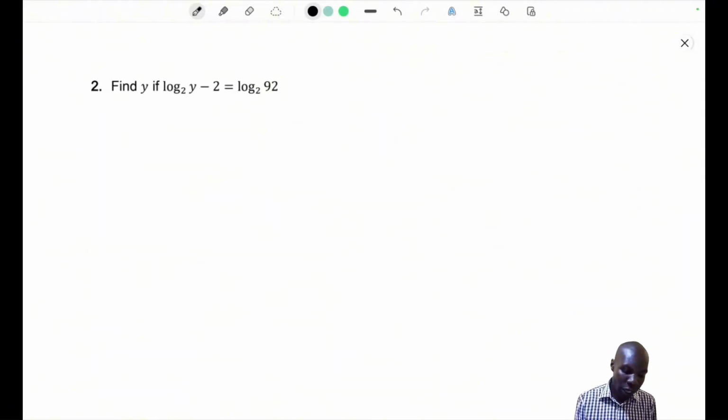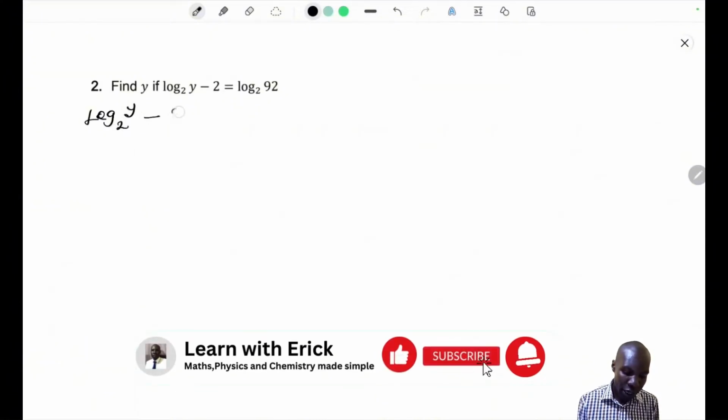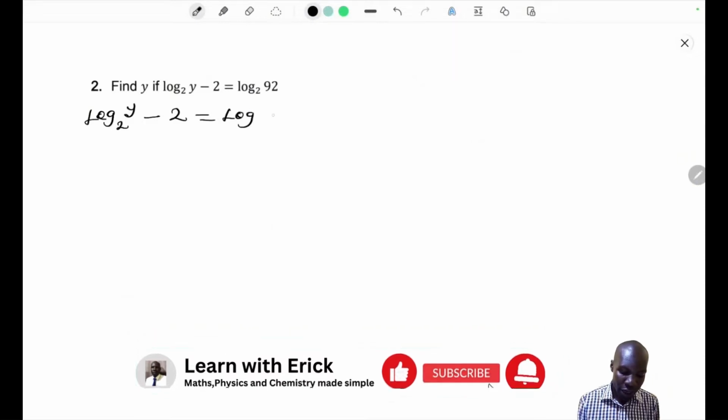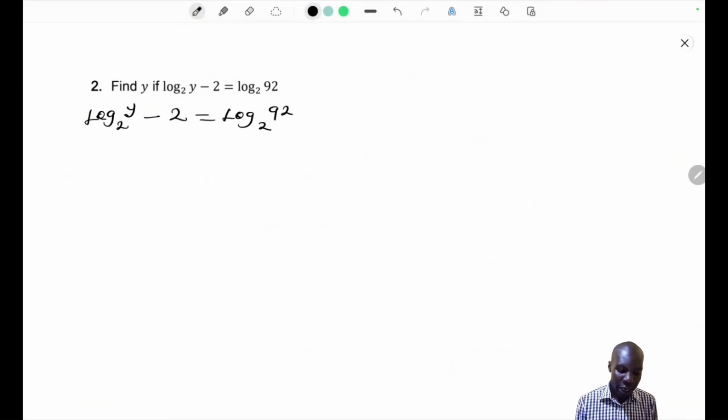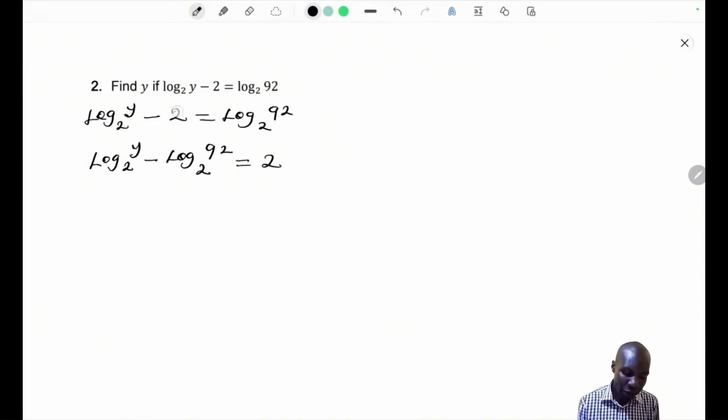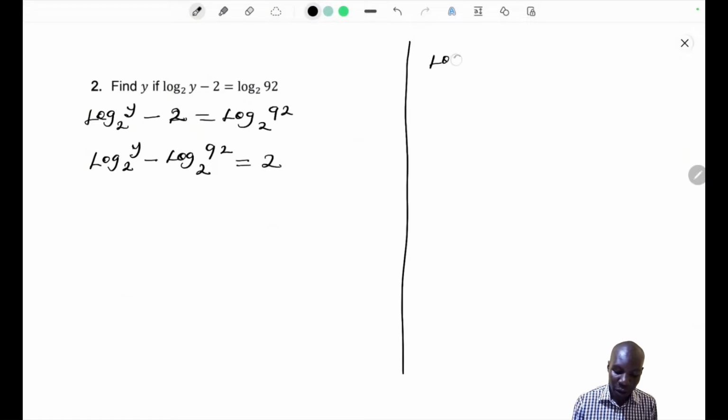Number 2. We are given log of y to base 2 minus 2 equals log of 92 to base 2. Let's collect the like terms first. We can say log of y to base 2 minus log of 92 to base 2 should give us 2. We bring log of 92 to base 2 to the left and negative 2 to the right. Then, because we know the laws of logarithm, log of a minus log of b is the same as log of a over b.